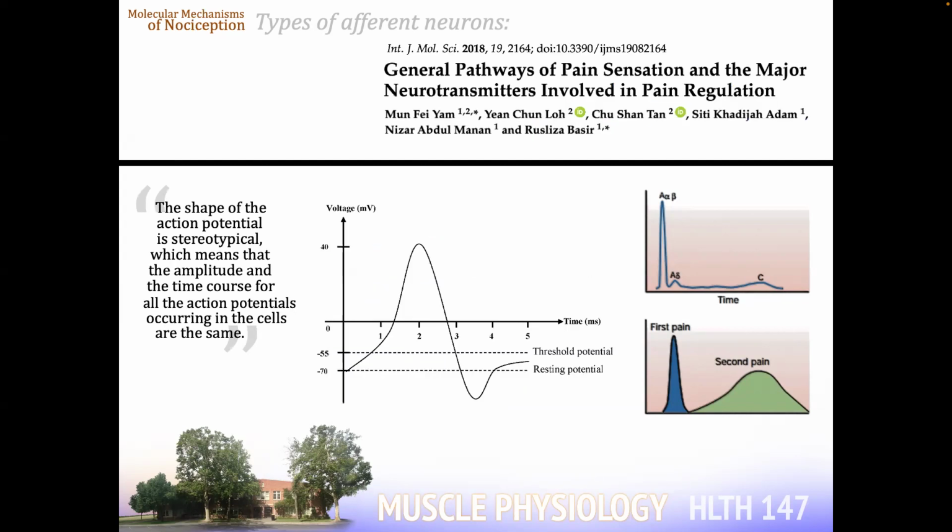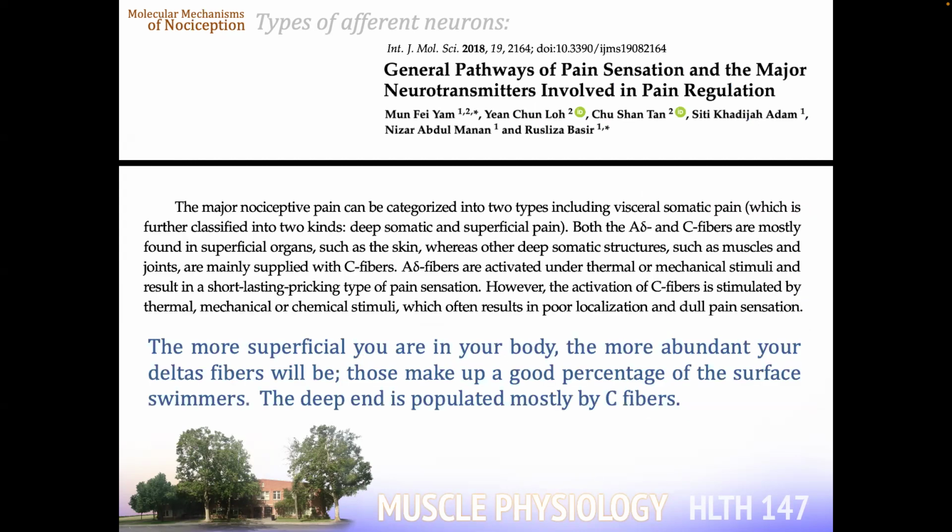And when you look at the diagrams to the right, this has nothing to do with the action potential of the nerves. I just wanted to make sure that's understood. The action potential is the same. The A delta and C fibers don't have different versions of action potentials. They just have different behaviors upon activation.